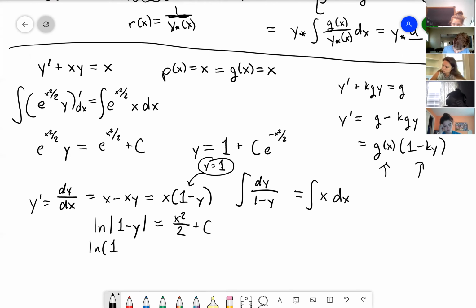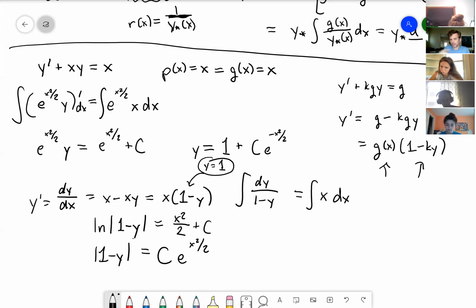And so I'm just going to have natural log of 1 minus y is equal to... actually, let's go through the steps of showing why I can ignore it. I'm going to exponentiate both sides and get the absolute value of 1 minus y is equal to c e to the x squared over 2. Remember that e to the c, I'm just going to rewrite as a constant in front. And then, like I said, we're always going to be either above y equals 1 or below y equals 1. If we are above y equals 1, then 1 minus y will be negative, and we would need the absolute value to give us a positive thing, so we just make c negative. If y is below y equals 1, then the absolute value doesn't matter, and we can make c positive. So that allows us to completely ignore the absolute value.